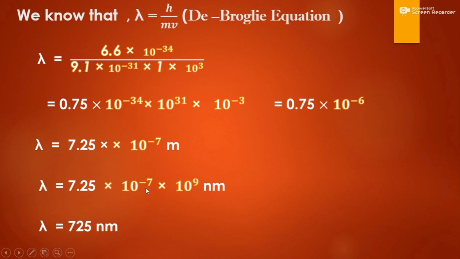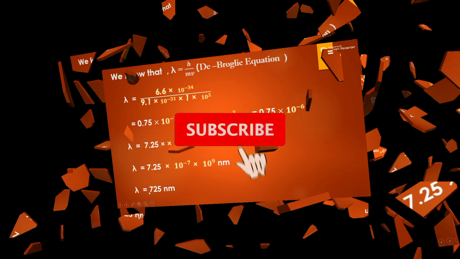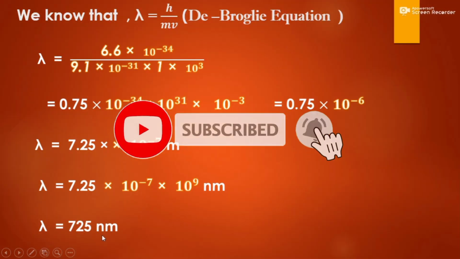7.25 into 10 raised to minus 7 into 10 raised to 9, so it becomes plus 9 minus 7, which is simply 10 raised to 2. 10 raised to 2 means 100, and 7.25 into 100 means lambda is equal to 725 nanometer. So the wavelength is 725 nanometer.